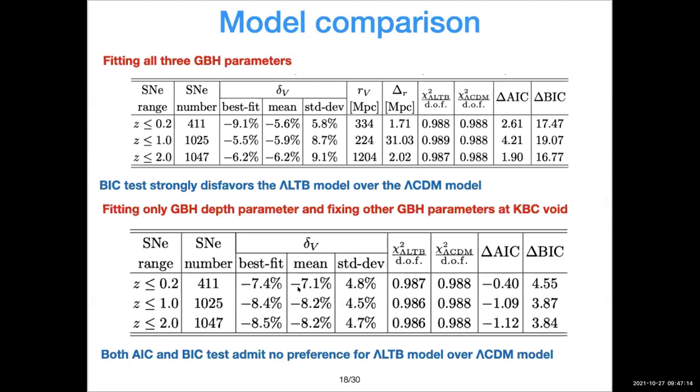We also compare the results from fitting all three GBH parameters with the result of fitting only the GBH depth parameter and fitting all the other GBH parameters at the KBC void value. And yet we find there's no preference of the Lambda LTB model with the void over the Lambda CDM model.